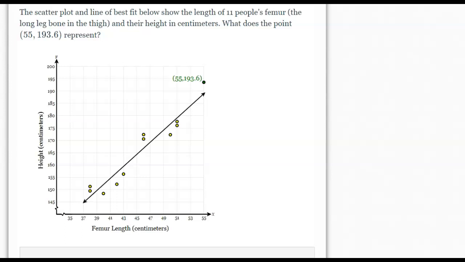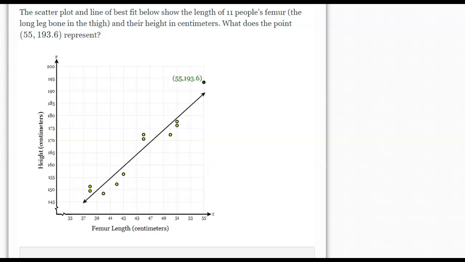That comes right back to health in learning that. And their height in centimeters. So then that's the person's height in centimeters. This is the length of their femur bone. What does the point 55, 193.6 represent? Okay, so what does this represent?